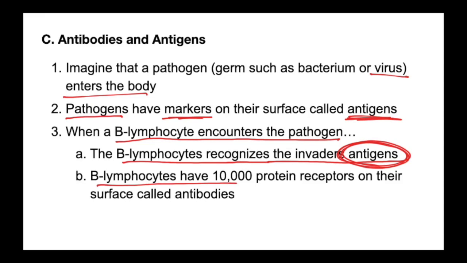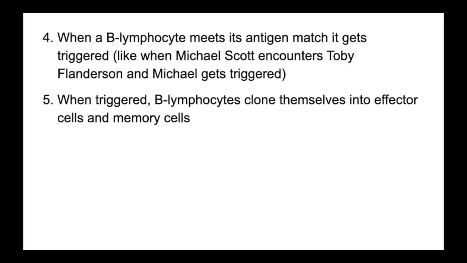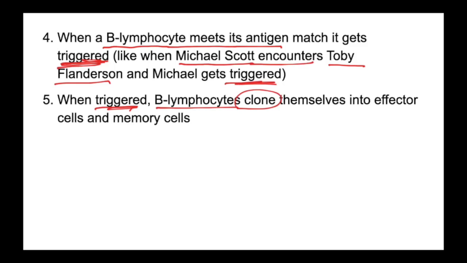Now, B lymphocytes have like 10,000 antibodies on their surface. There's lots. Okay? I don't know if you watch The Office. You know when Michael Scott encounters Toby Flanderson, Michael gets triggered? I think of it the same way. When a B lymphocyte meets its antigens, it's like Michael meeting Toby, and it just ticks him off. Okay? And when he gets ticked off, the B lymphocyte clones itself and then turns into two types of cells, effector cells and memory cells.